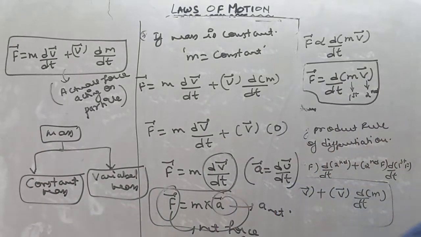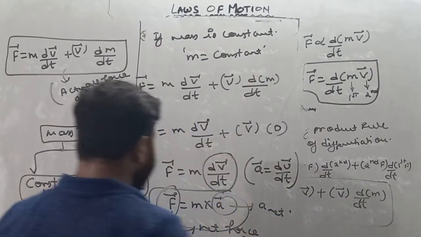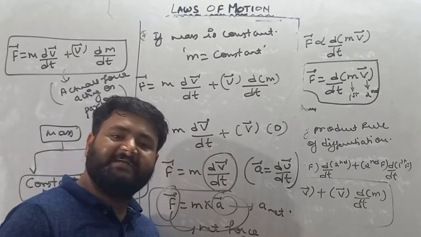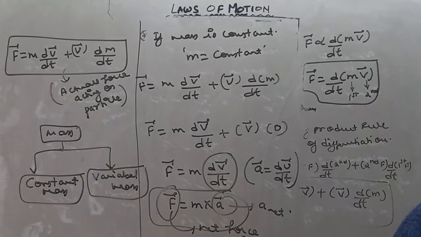So remember, my dear student, the second law of motion says the applied force is directly proportional to the rate of change of momentum with respect to time, and the actual force which is acting on any body is m dv by dt plus v dm by dt. If mass is constant, then we know that the differentiation of a constant is 0. So the value of force becomes F vector is equal to m into a. Remember, this F vector is the net force acting on the body, and this a is the net acceleration which is achieved by the body due to the force.